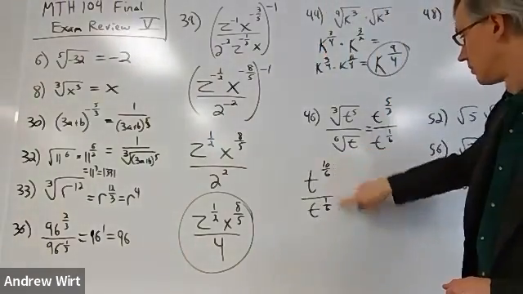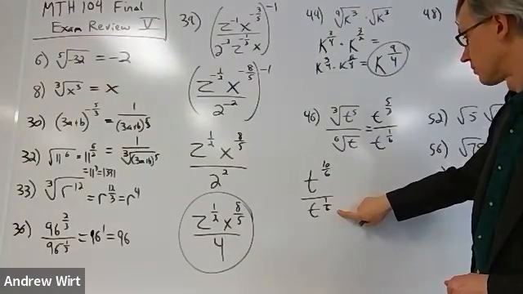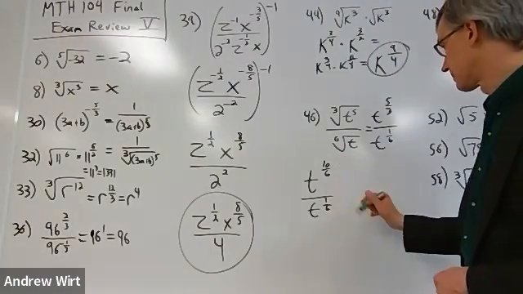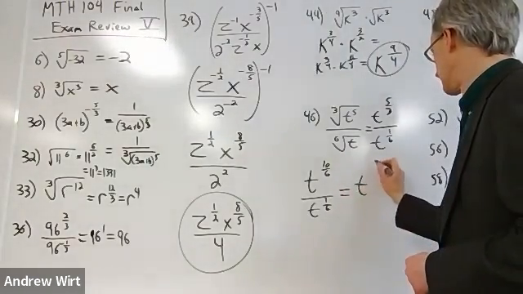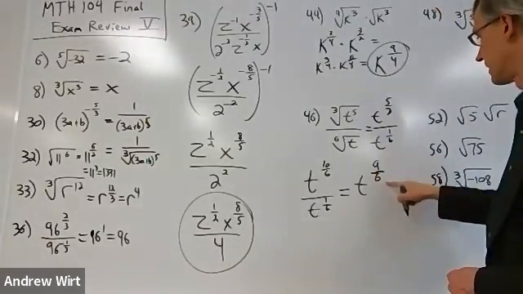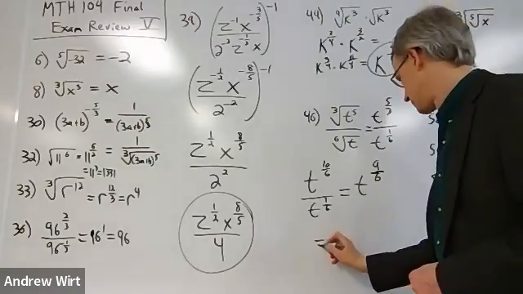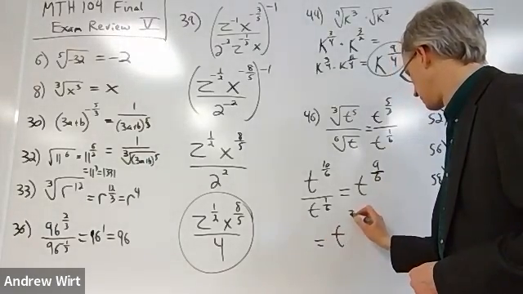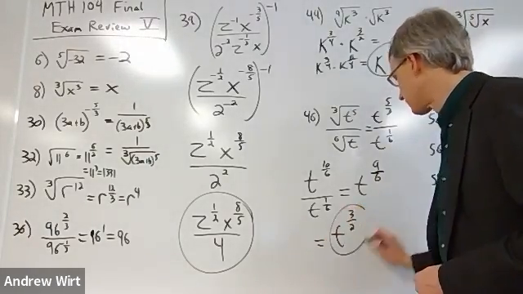All right, now we have a quotient. So we use the quotient property and subtract the exponents. So that's t to the 9/6 power. Now we can reduce the fraction 9/6 and get t to the 3/2 power.